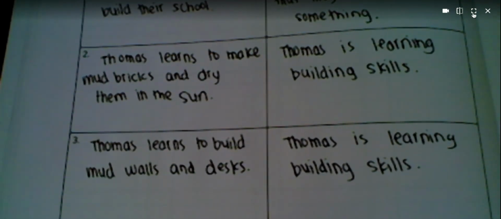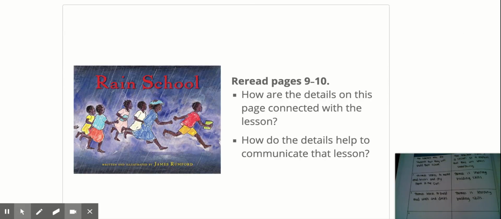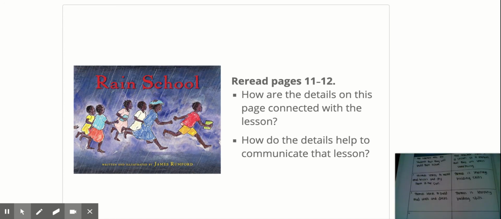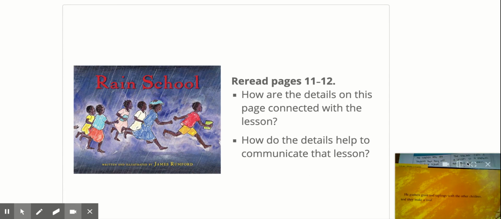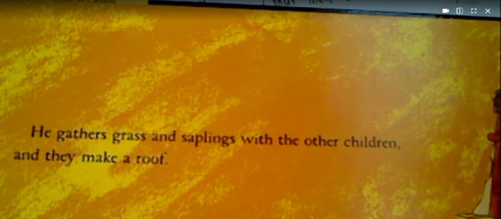Okay. Now I'm going to go back to our PowerPoint. We have one more page that we're going to do a close read of. So now we are going to reread pages 11 and 12. And same like before, we're going to find details in the story that connect to the lesson. So here is page 11 and 12. Let me make my screen big again. Alrighty. He gathers grass and saplings with other children and they make a roof.